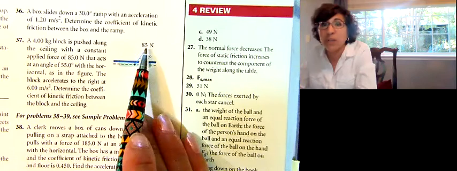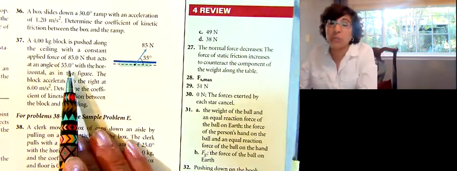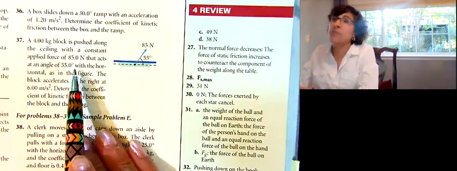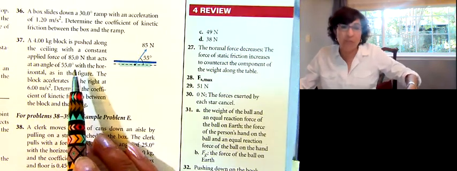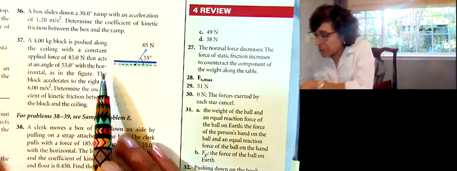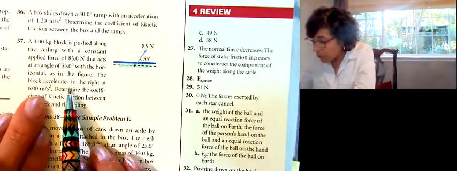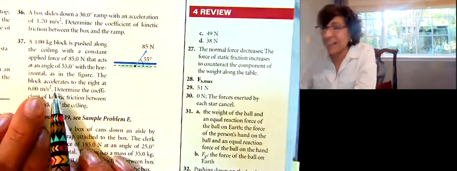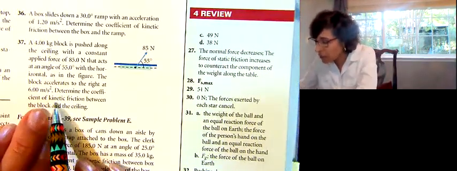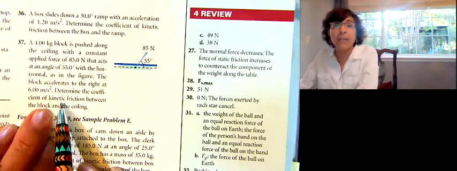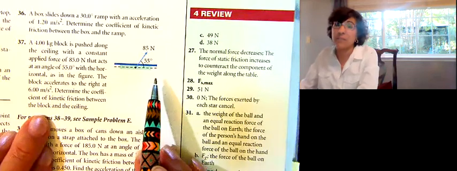So look, we're pushing it up. That acts at an angle of 55 degrees with the horizontal. Of course, there's an angle, because if you push it straight up, it's not going to move. You have to push at an angle to have it move across the ceiling, with the angle in the figure as shown. The block accelerates to the right at 6 meters per second squared. So they give you the acceleration, and they want to know again, what is the coefficient of kinetic friction between the block and the ceiling, because it's already moving.